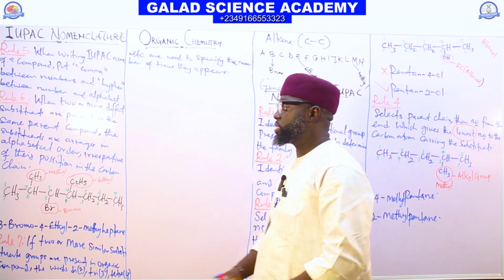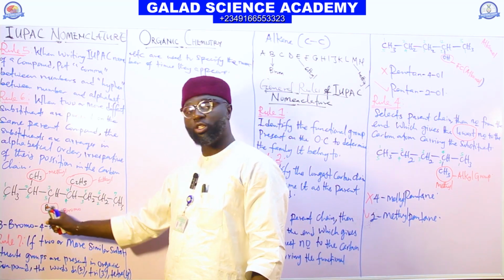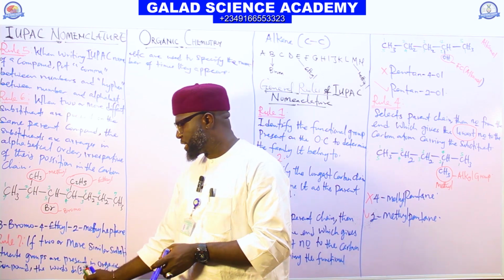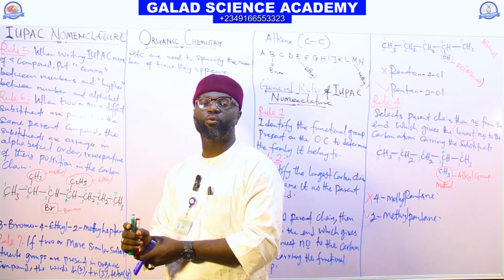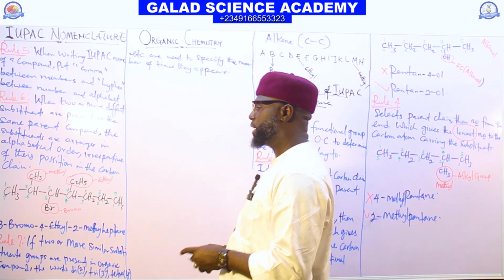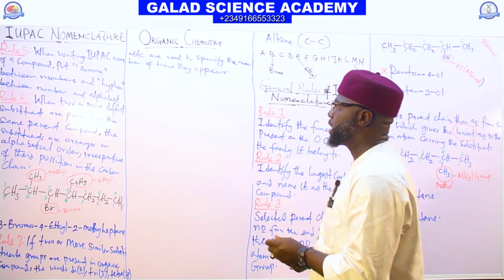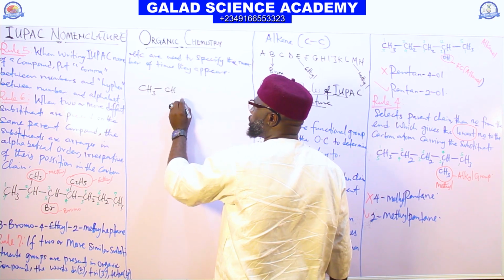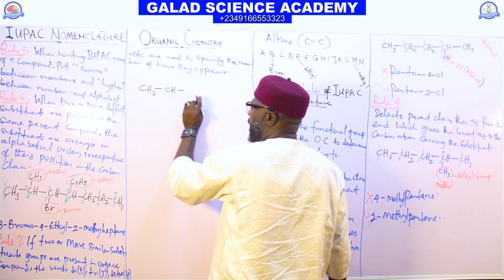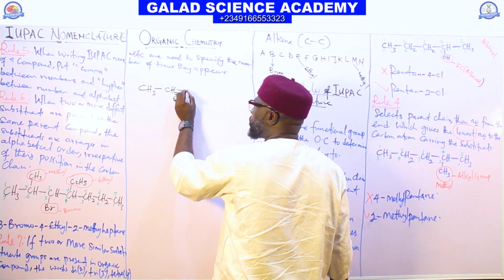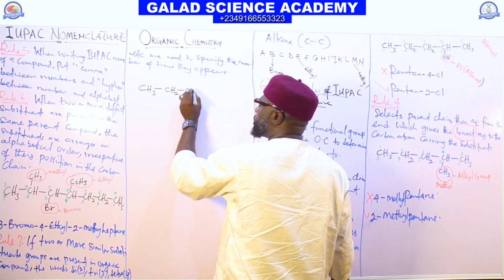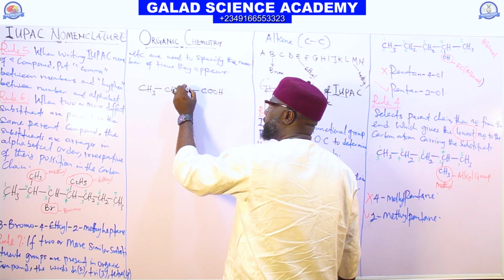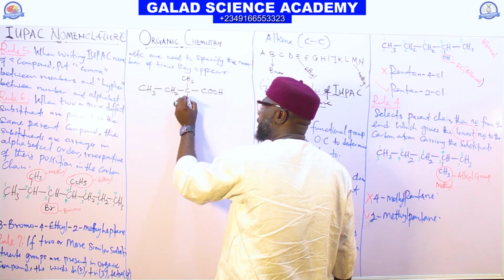It's the same thing with Rule 6. Here, there are different substituted groups. But here, two or more of the same substituted group are present. So the number prefix, di, tri and so on, will determine the word that shows the number of times the group appears in the compound. Let's take this as a case study. If you have a compound of CH3, CH, and we have CH2, CH, and COOH. Here we have CH3, here we have CH3.